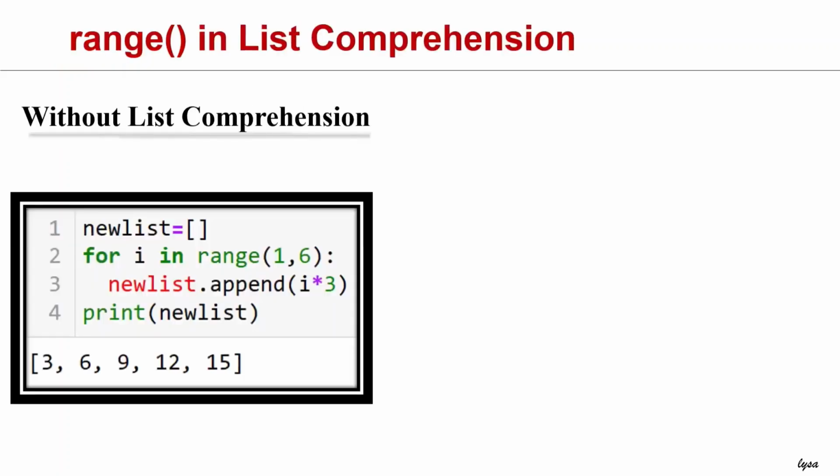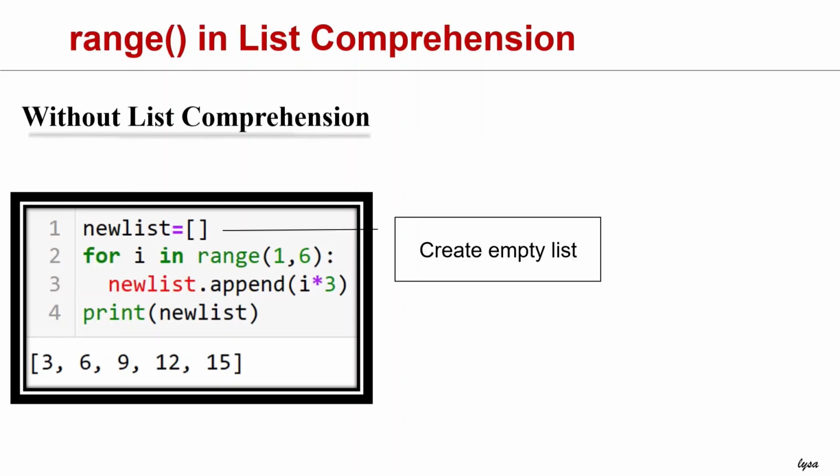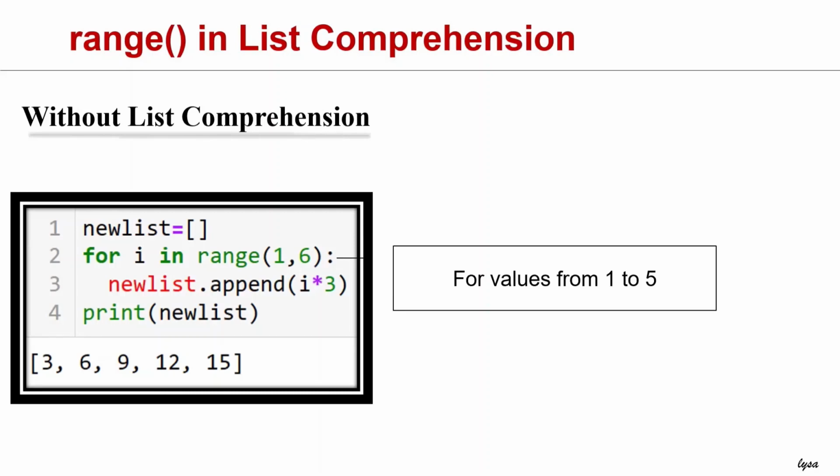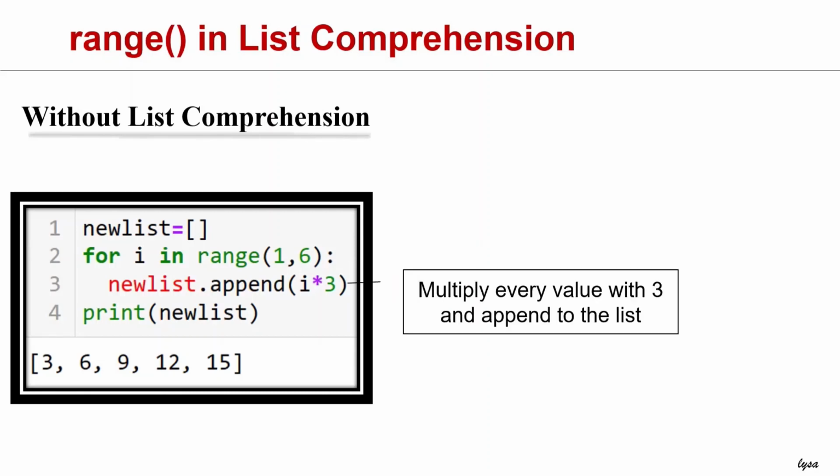Let's see what happens when we use the range in code without list comprehension. So here the intention is to take 5 elements from 1 to 5 and then multiply each element with 3 and create a new list. So as usual, I create an empty list. I take the values from 1 to 5. I multiply each value with 3 and then I append it to the list.